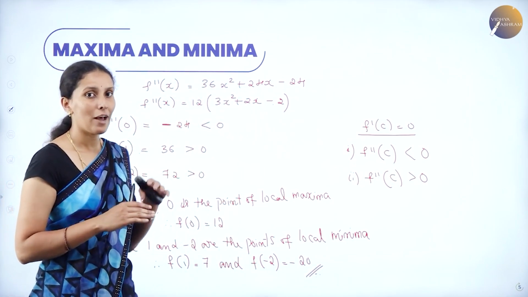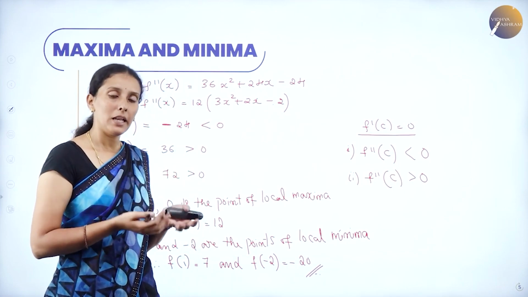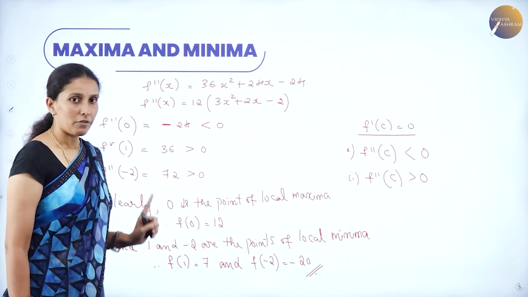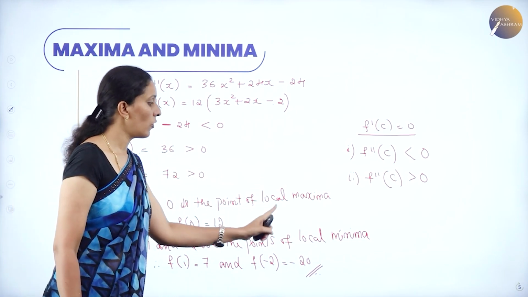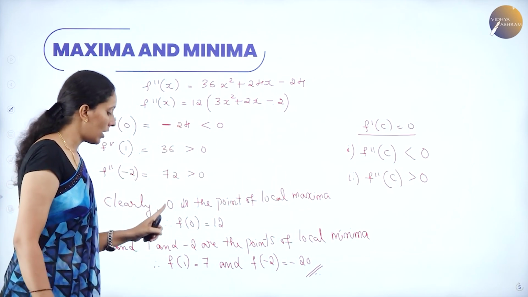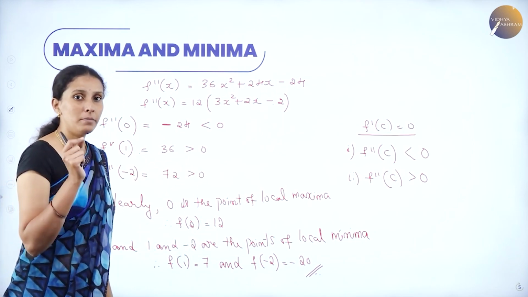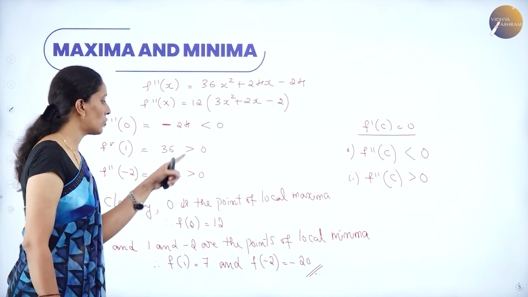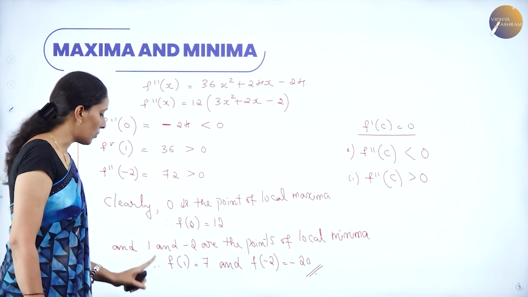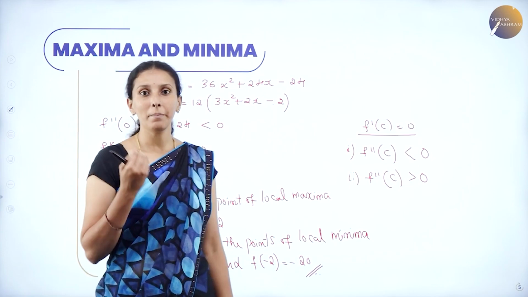Since the function can have relative local maxima as well as relative local minima, there can be many local minimum values as well as many local maximum values. Therefore, here 0 is the point of local maxima because its second order derivative is negative. So f of 0 is equal to 12 is the local maximum value, and since these two are positive, it becomes local minima. Therefore, the values f of 1 and f of minus 2 will be the local minimum values.